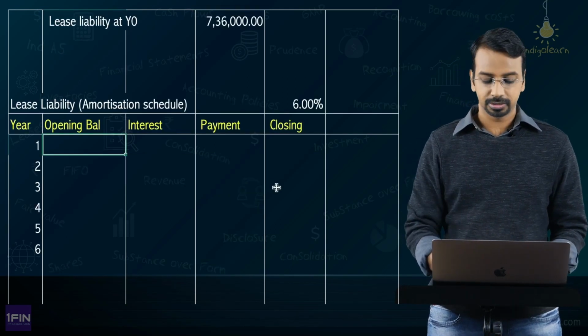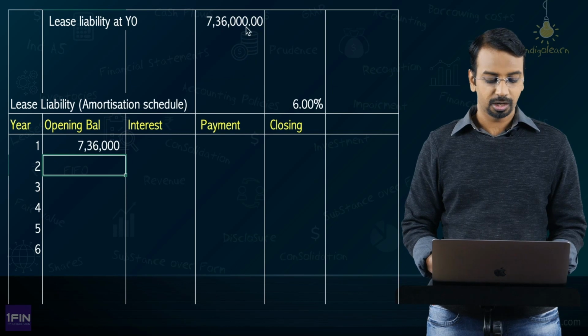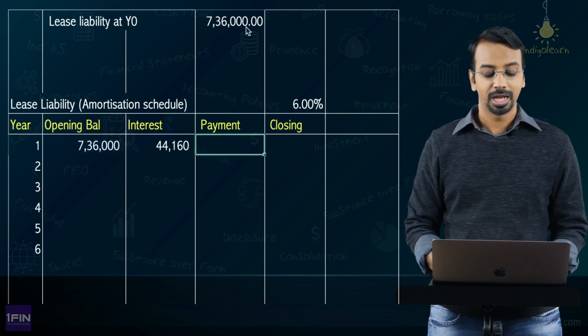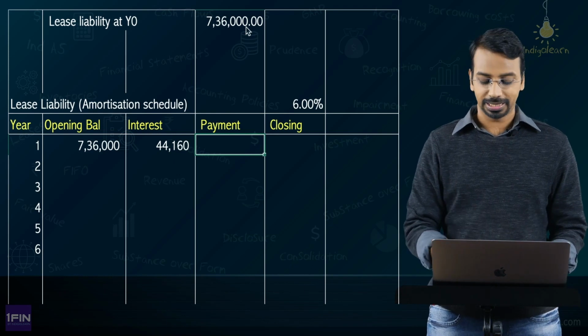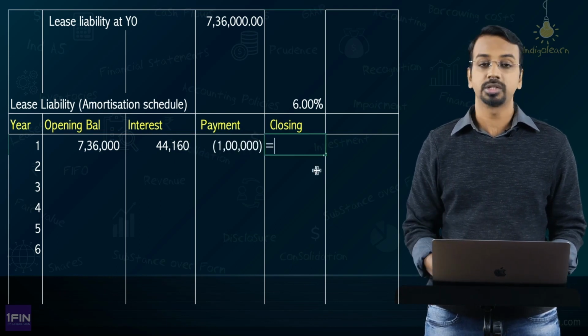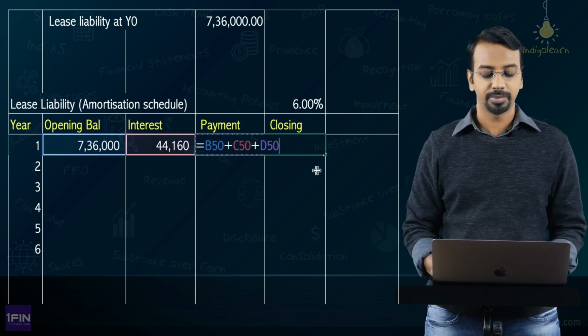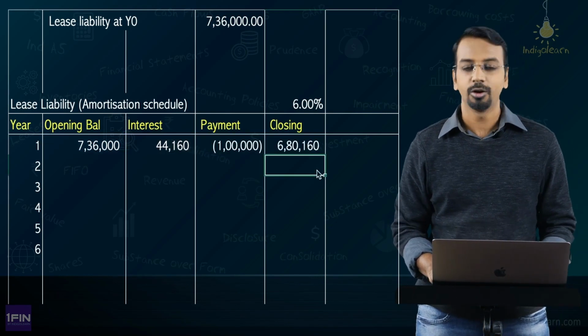Now what is the opening balance? Opening balance is 7,36,000. How much is the interest? Interest at 6%. So 7,36,000 multiplied by 6%. How much is the payment? Payment is 1 lakh at the end of the period. What is the closing balance? 736 plus interest minus payment, you get closing balance of 680,160.